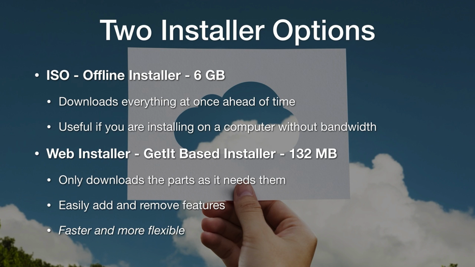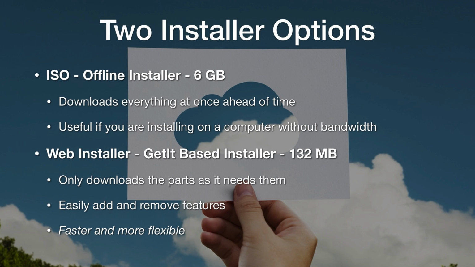But the more reliable, newer installer is the web installer, and it's based on Git technology. It installs much faster and also only downloads the parts that you need. So you see the initial download is much smaller, but then you'll also end up downloading less in the long run as well. The other advantage of the web-based Git installer is you can go back later and add or remove features much easier with that one.